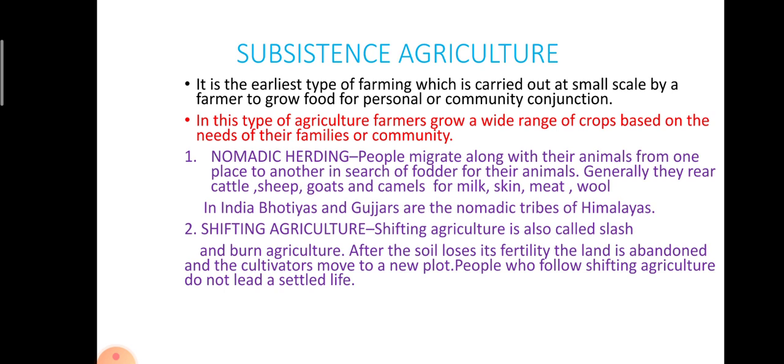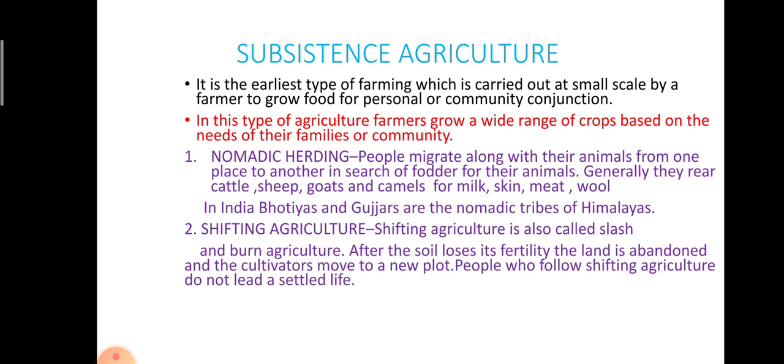And in nomadic herding, people migrate along with their animals from one place to another in search of fodder for their animals. Means the people move from one place to another with their cattle, sheep, goat or camel, to get the fodder for the animals.